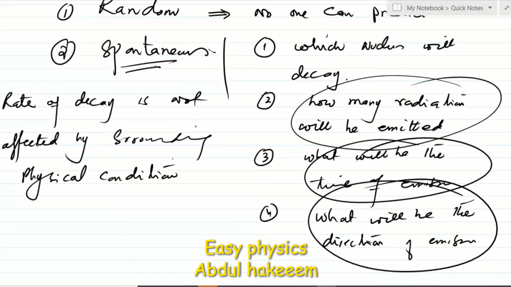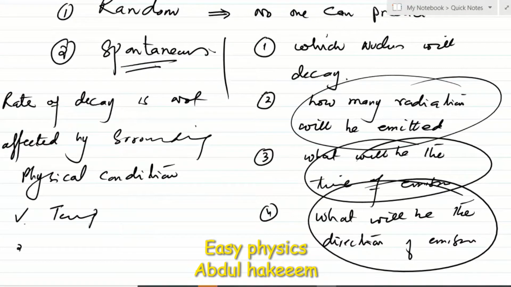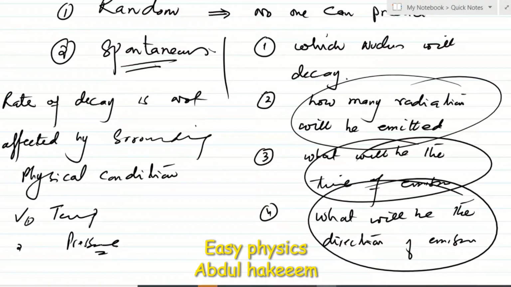How many radiations will be emitted in 1 second, in unit time? That is not affected by any surrounding physical conditions like the change of the temperature of the atmosphere, and number two, like the change of the pressure of the surrounding. Meaning high pressure, low pressure, variation of the pressure has no effect on the number of the radiations emitted. Change of the pressure has no effect on the rate of emission. So it is totally spontaneous.